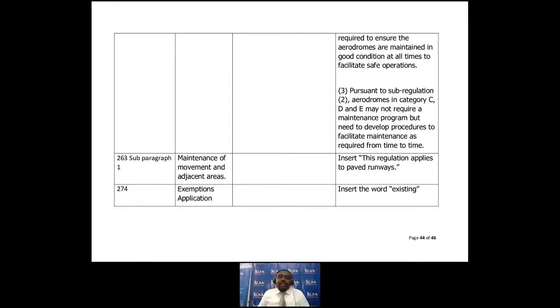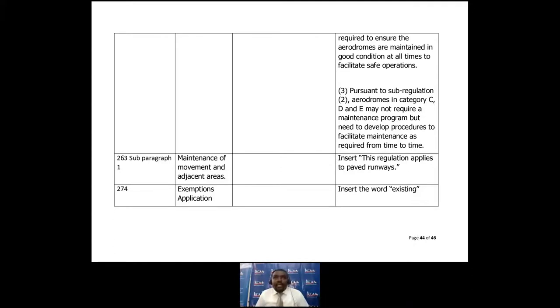And then subregulation 3, pursuant to subregulation 2, aerodromes in category C, D, and E may not require a maintenance program, but need to develop procedures to facilitate maintenance as required from time to time. We noticed that we were subjecting all categories of aerodrome to the same requirement as category A and B aerodromes, so there was this provision where we don't make it so restrictive for category C, D, and E, owing to the level of operation.